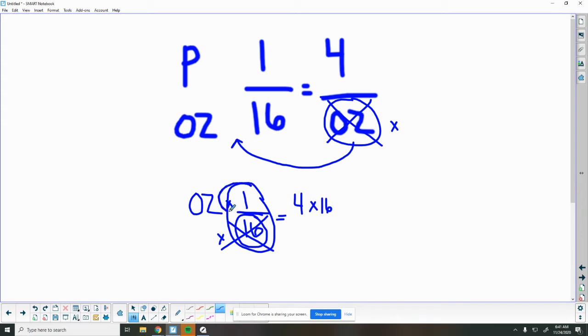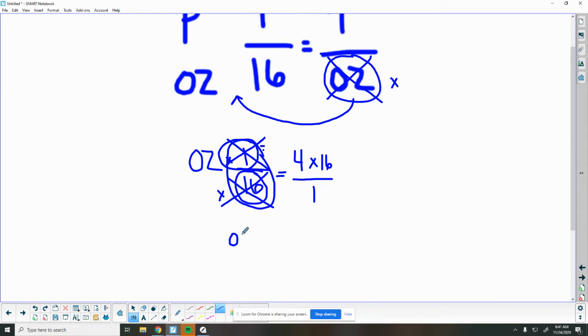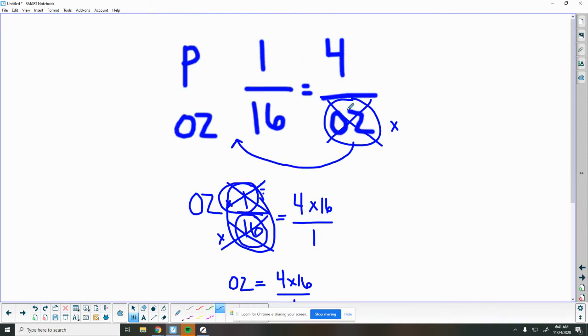So this says times 1. The opposite of times by 1 is to divide by 1. If I divide by 1, that cancels it out, but I have to do it to the other side. So now I'm left with ounces all by itself. And I have this problem to do, 4 times 16 over 1. And that will tell me how many ounces are in this proportion here.